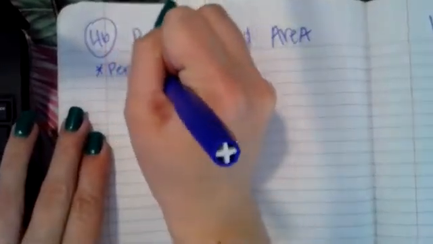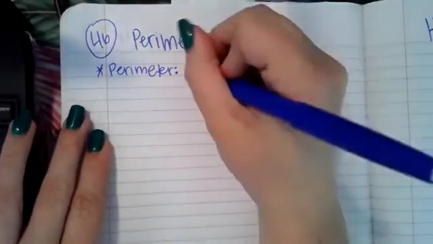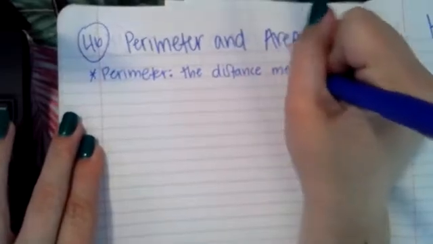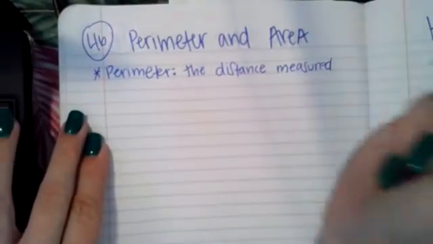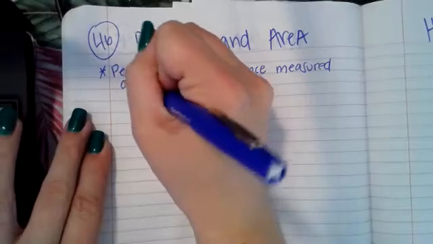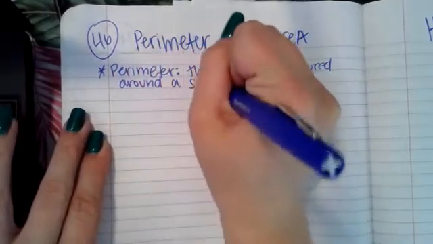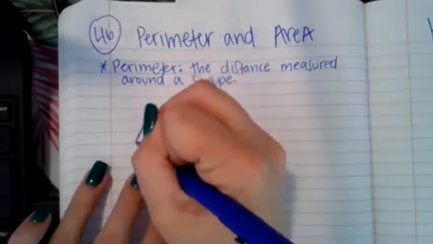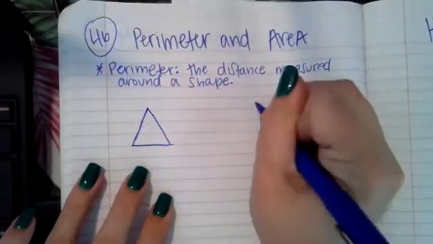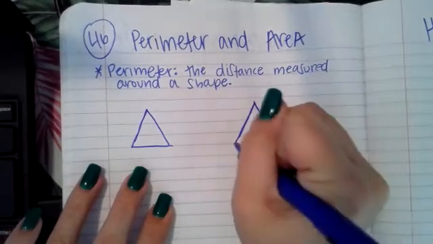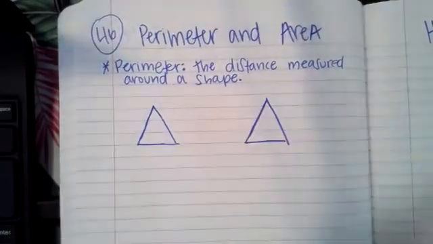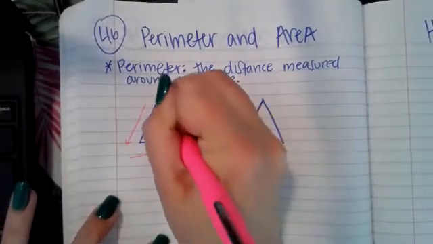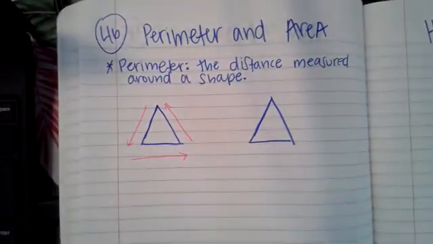So perimeter, the official definition is the distance around a shape. The distance, you can even put the distance measured, because we measure it, measured around a shape. So if I'm given something like a triangle, I'll draw two different triangles here. The perimeter is going to be this total distance, or this measurement around all three sides of the triangle.